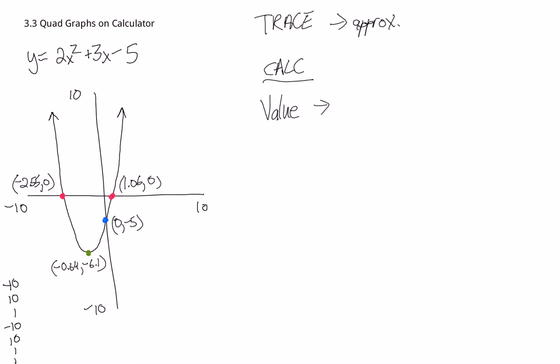So calc value, basically what that does, it lets you put in an x and gives you the corresponding y coordinate. The only x coordinate that we know for sure is our x-intercept. Our y-intercept, we know that on a graph, the y-intercept has to have an x of 0 because it's right on the y line. So when you go to second calc value, put in 0 for x, and it automatically gives you a y of -5.